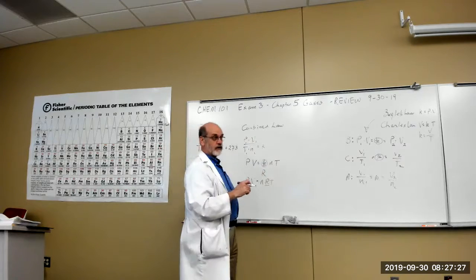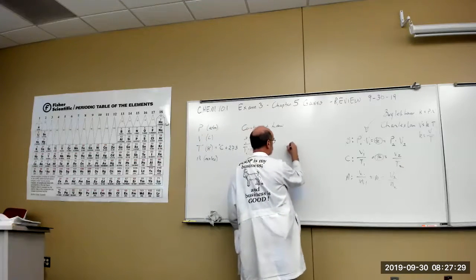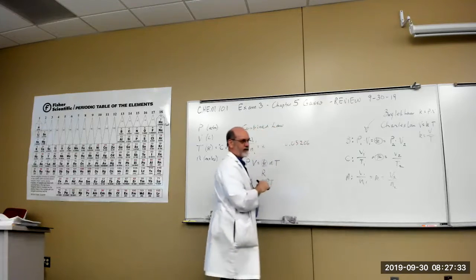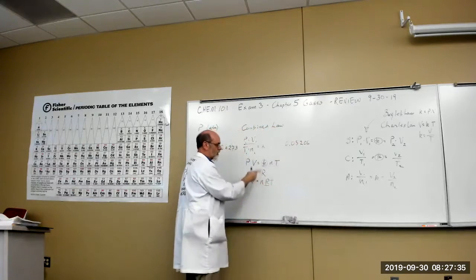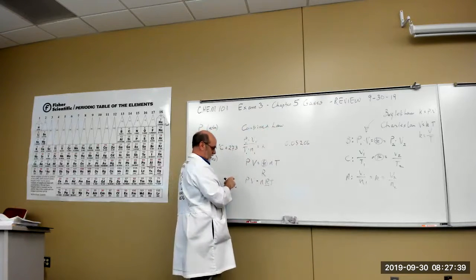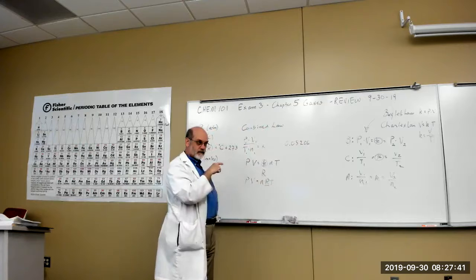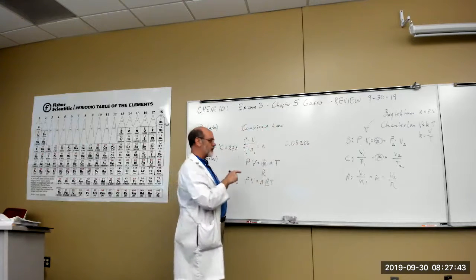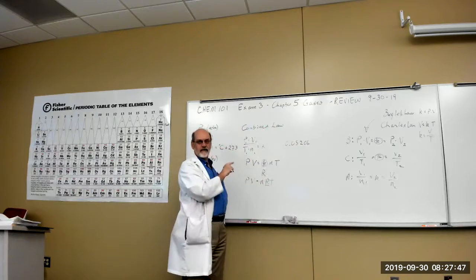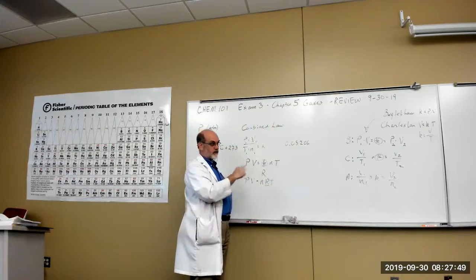Well, the one we're going to use is 0.08206. But we need to know what the units are, right? When you have a constant value that's going to be inserted into an equation, you better know the units, because the units of the constant tell you what units you need for each of the variables. Otherwise, they won't cancel.